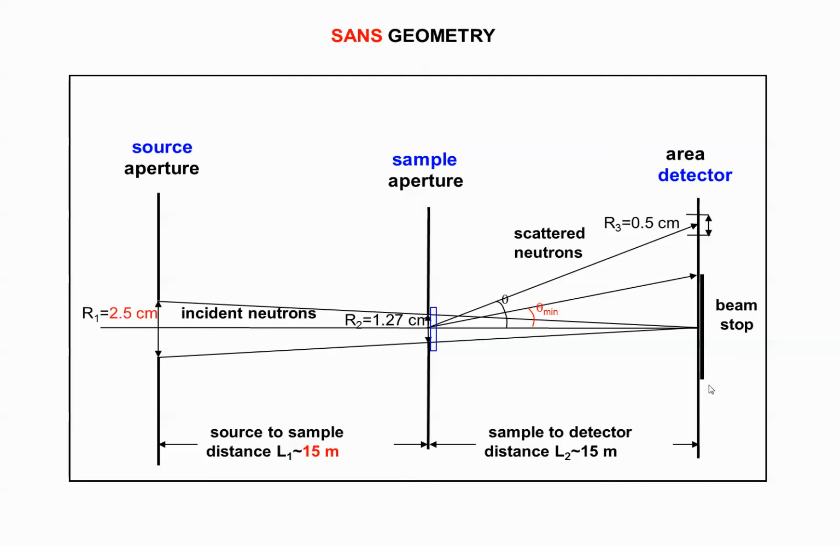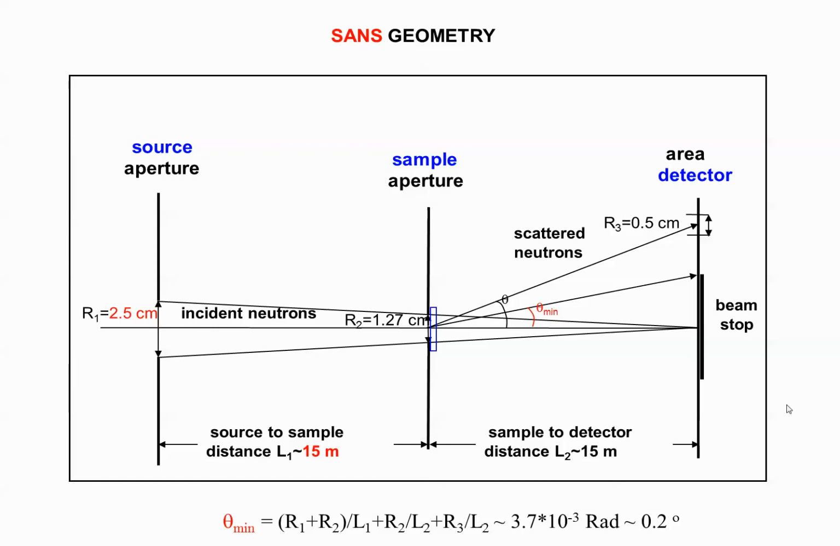I'd like to show you SANS geometry. Typical instrument. This figure is not to scale. This is 2.5 centimeter radius for the source aperture. Half inch, 1.27 radius for the sample aperture. This is 15 and 15 meters. So the minimum angle that you could measure reliably, which gives you the minimum scattering variable, is given here, is the ratio of R1 plus R2 over L1 and so on. And in this case, 15 and 15 meter and so on, turned out to be 0.2 degrees.